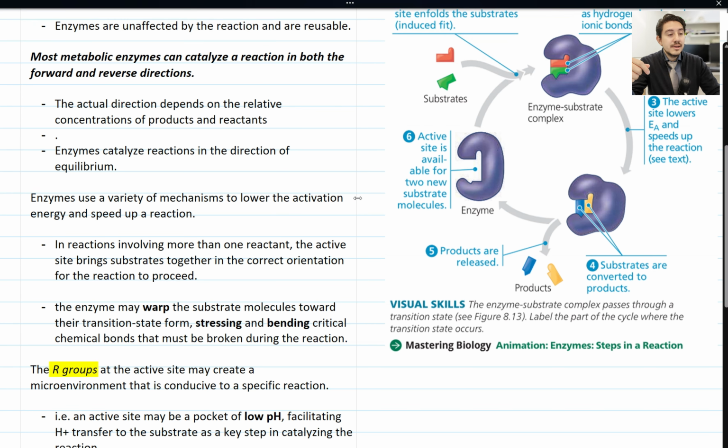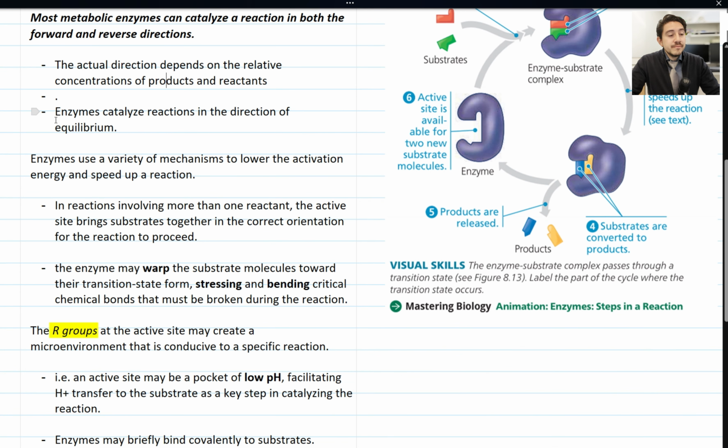Enzymes catalyze a reaction in both the forward and reverse direction. So if you remember in the previous little diagram, the schematic of sucrase going into the complex and then the products, this is what I'm referring to here. The direction depends on the relative concentrations.